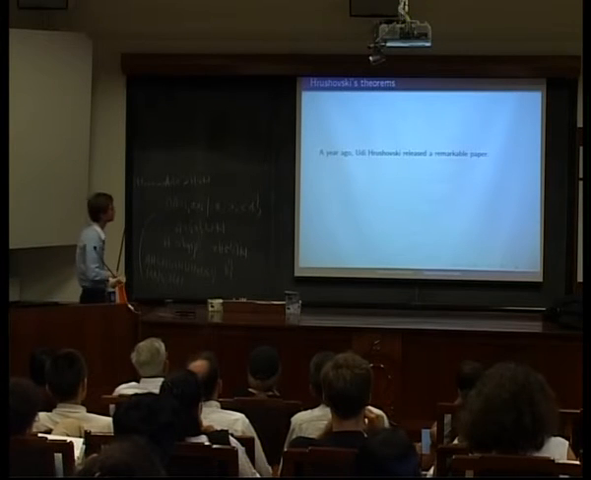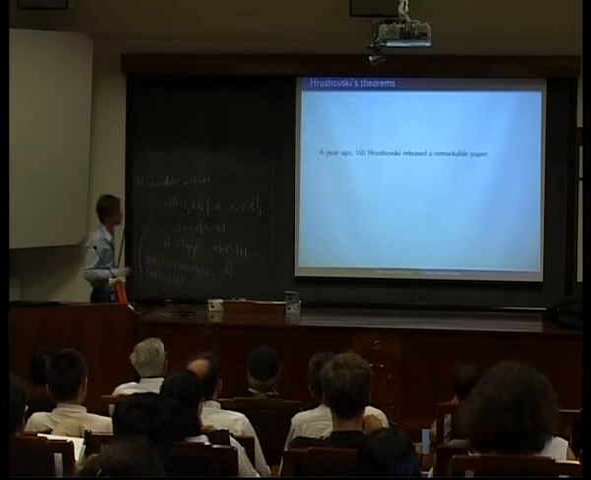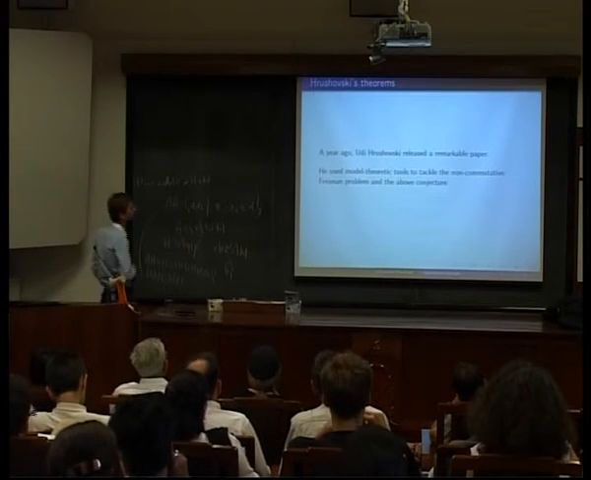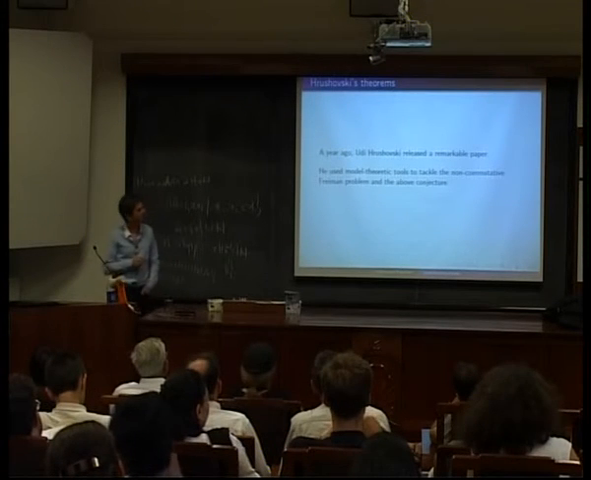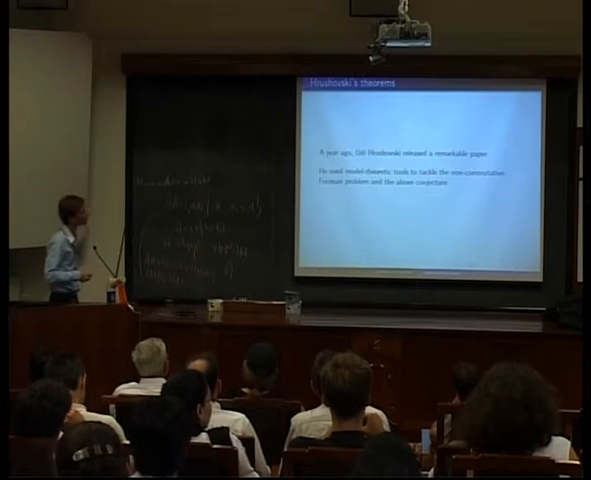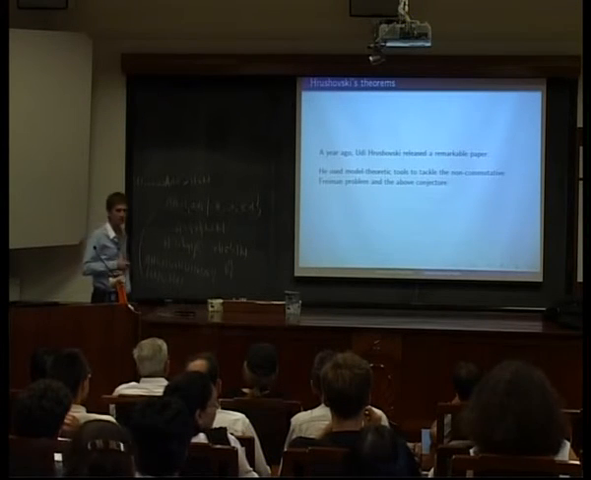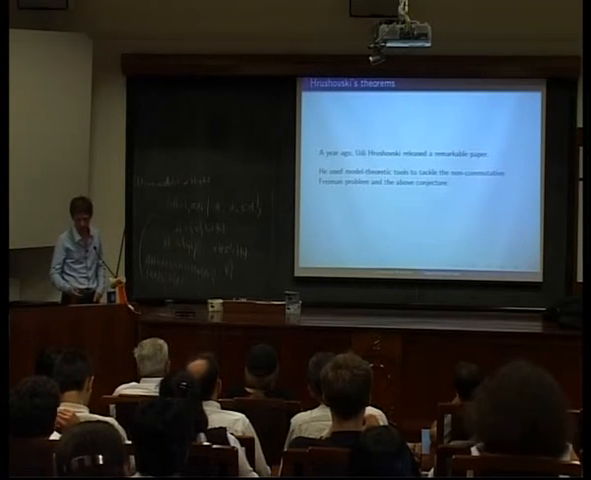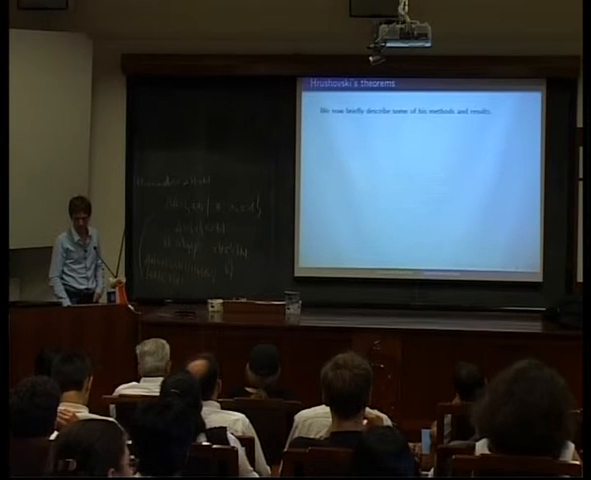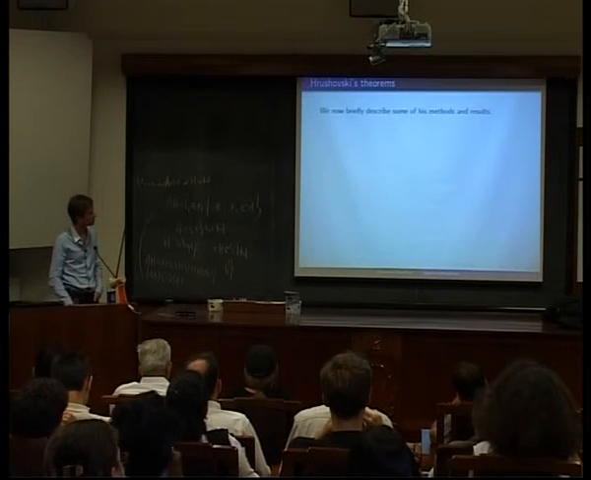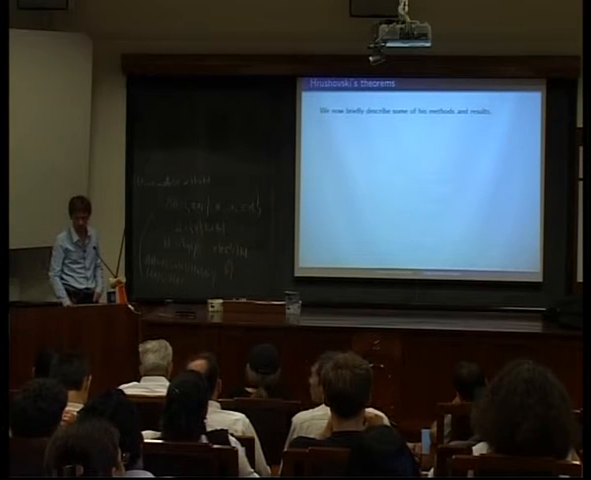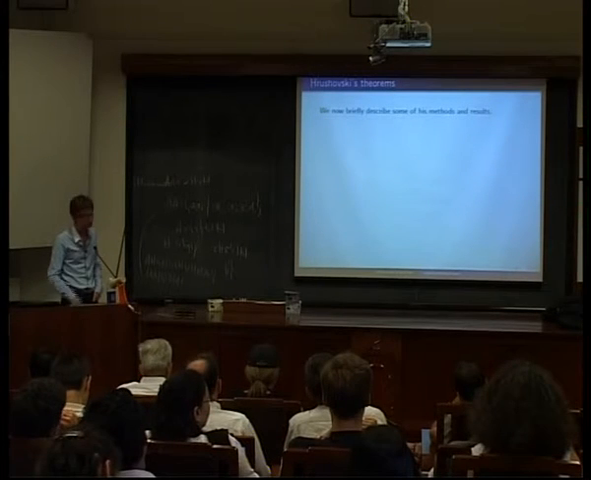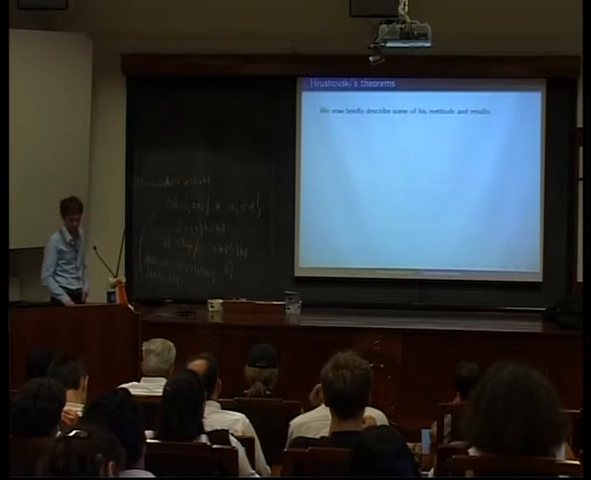A year ago, Udi Hrushovski released a really remarkable paper, and using model theoretic tools, he tackled the above conjecture, and in fact the non-commutative Freiman problem. He managed to give answers that are valid in any group, answers towards this conjecture, or at least something which would be trivially implied by the conjecture, but which are already non-trivial. Let me now describe some of his results and methods.